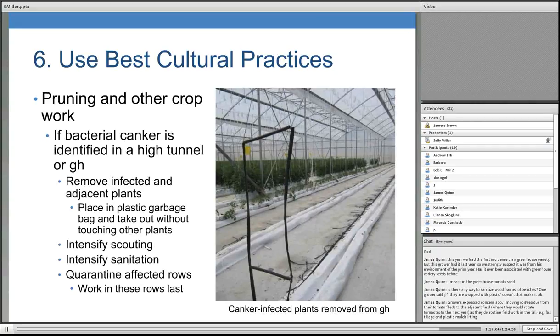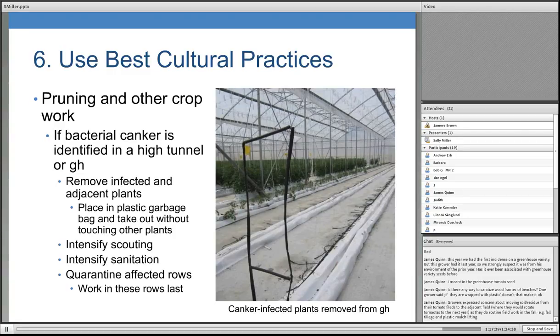So if bacterial canker is identified in a high tunnel or a greenhouse, those plants, as Dan mentioned, need to be removed. Now, this is a very extreme case in this picture here, and eventually all the plants had to be removed because this came out of the greenhouse with these grafted plants that were probably a lot of them infected. So they end up having to get rid of everything. But essentially, when a plant is found that has canker, it should be taken out of the high tunnel or the greenhouse in a plastic bag so it doesn't touch any other plants. And also several plants on either side.